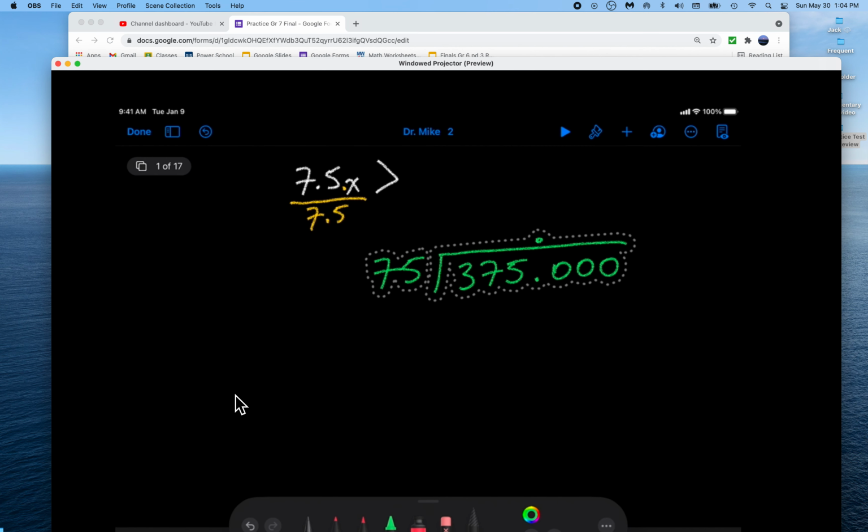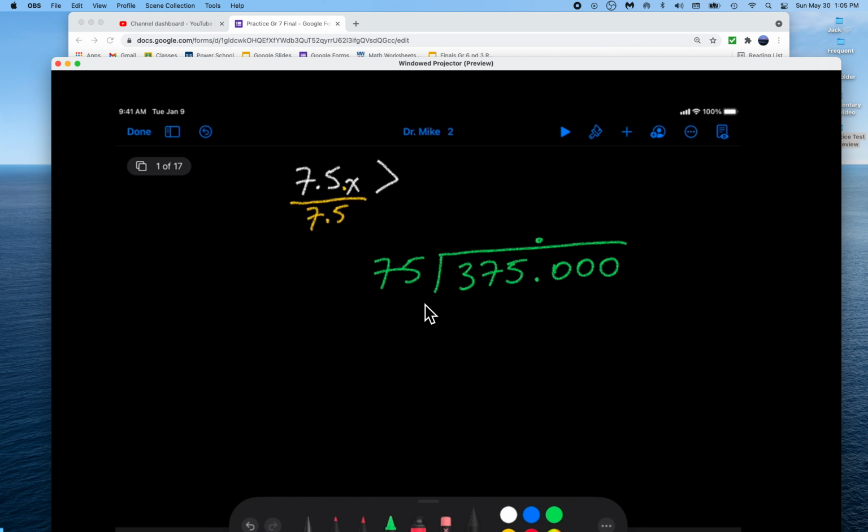Okay, now what do we do? Whenever I'm dividing like this, I make these numbers smaller. What do I mean by that? Well, we know 75 doesn't go into 37. Well, we know it doesn't go into 3. We know it doesn't go into 37. So how many times does 75 go into 375?